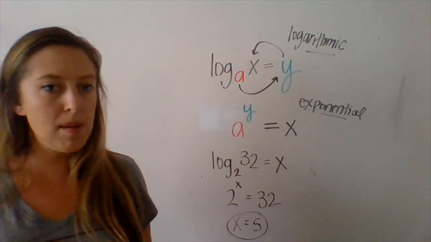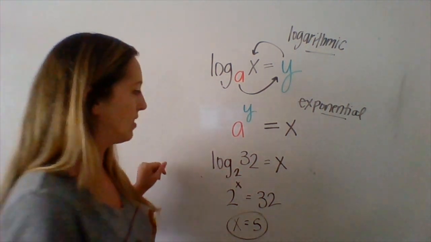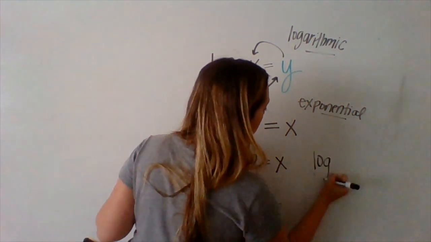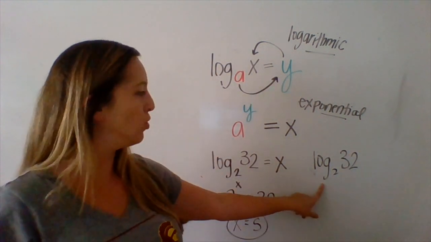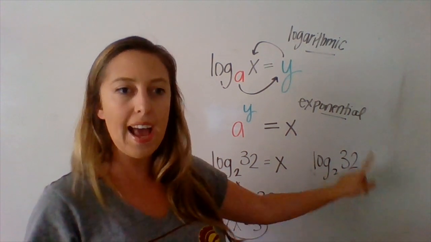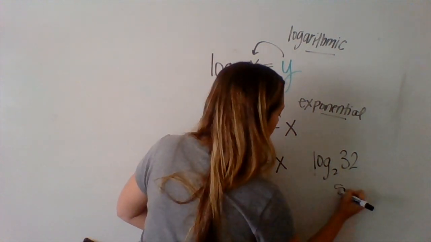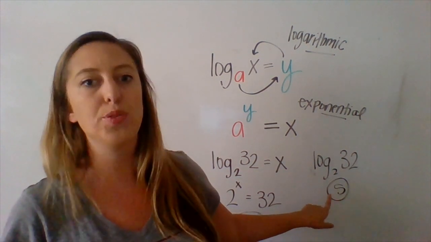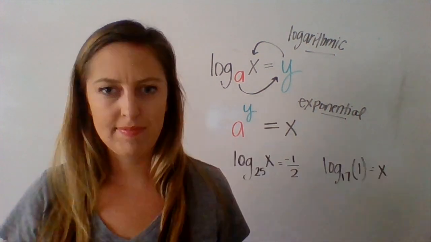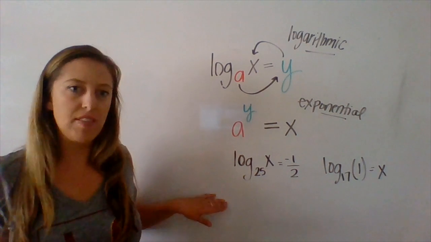Okay. Sometimes you'll see it written with that x, or sometimes you'll just be able to see this and say, oh, that means 2 to what power gives me 32? I can simplify this to be 5. So log base 2 of 32 is equivalent to 5. Let's try 2 more to make sure we've got it.